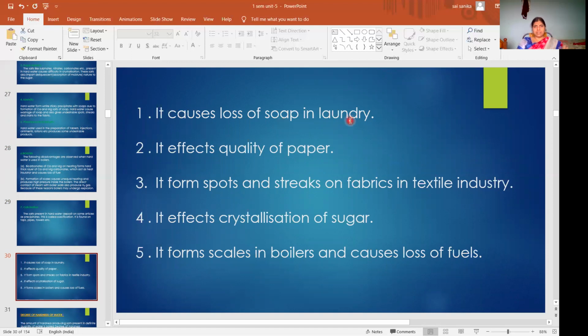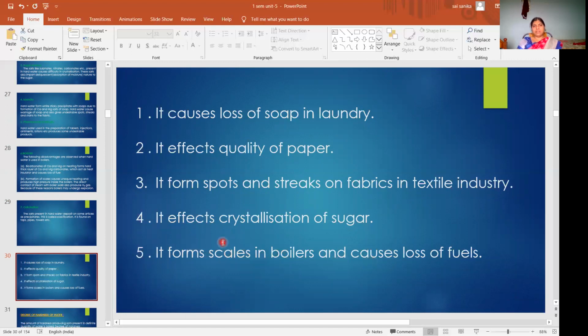What is happening in the industry? It causes loss of soap in industry. It affects quality of paper. It forms spots and streaks on the fabrics in textile industry. It affects crystallization of sugar. It forms scales in boilers and causes loss of fuels.